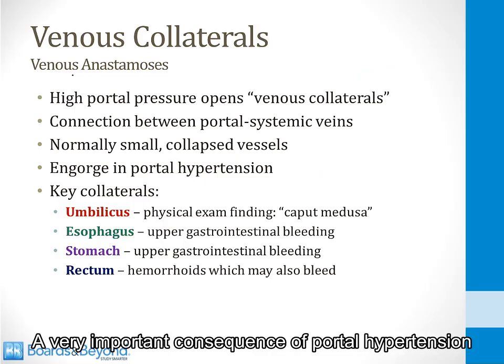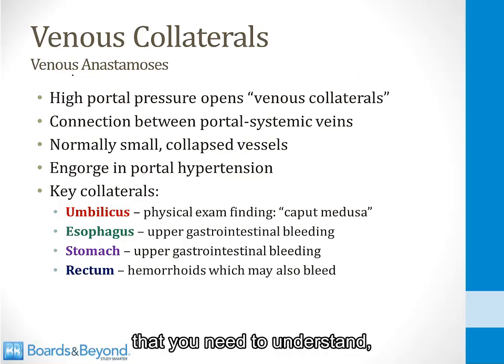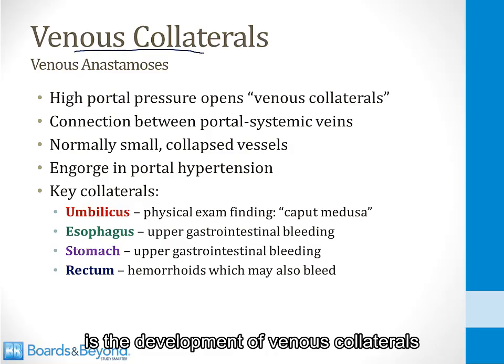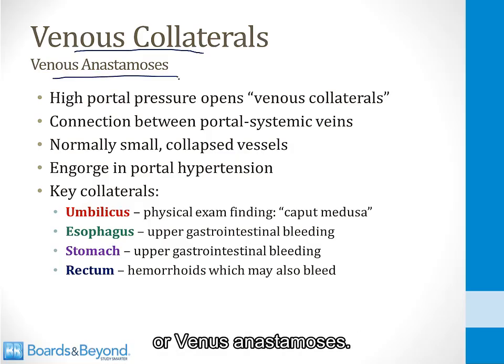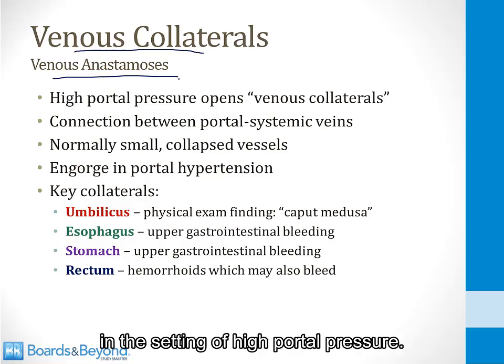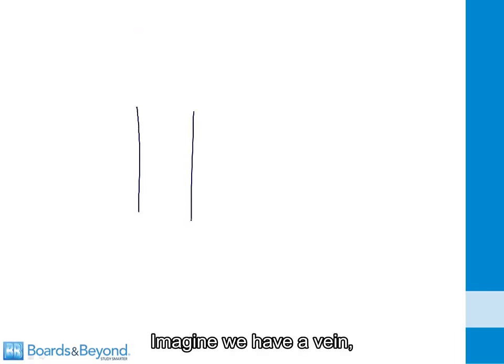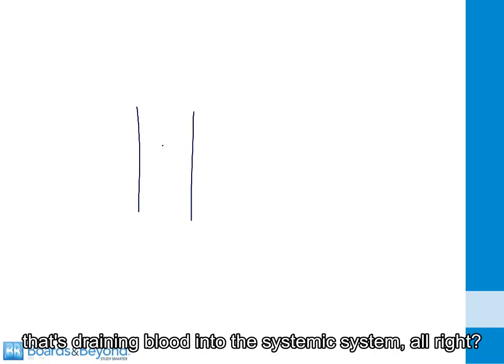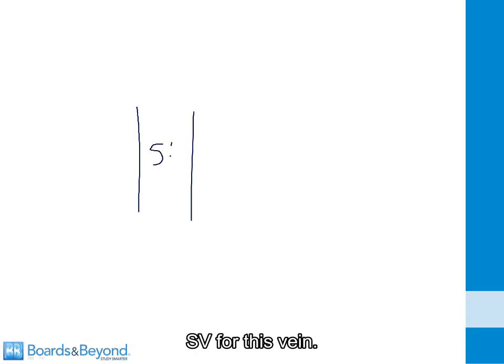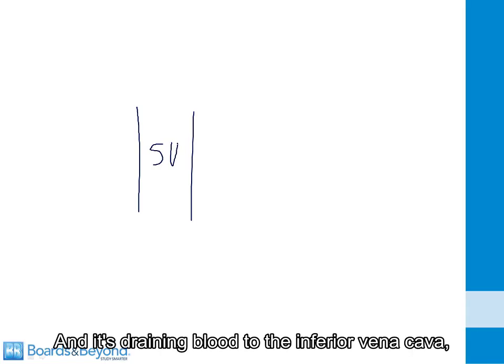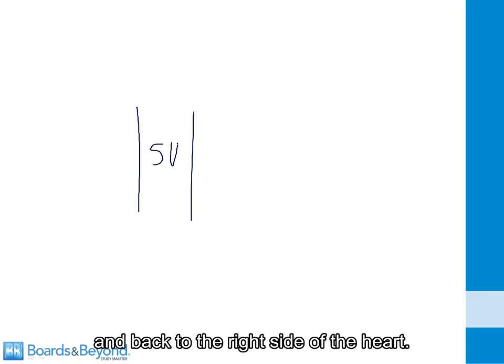A very important consequence of portal hypertension that you need to understand is the development of venous collaterals or venous anastomoses. These are blood vessels that are normally small and collapsed but become dilated and engorged in the setting of high portal pressure. To understand this, I want you to imagine two veins. Imagine we have a vein that's draining blood into the systemic system. I'll write SV for this vein, and it's draining blood to the inferior vena cava, for example, and back to the right side of the heart.